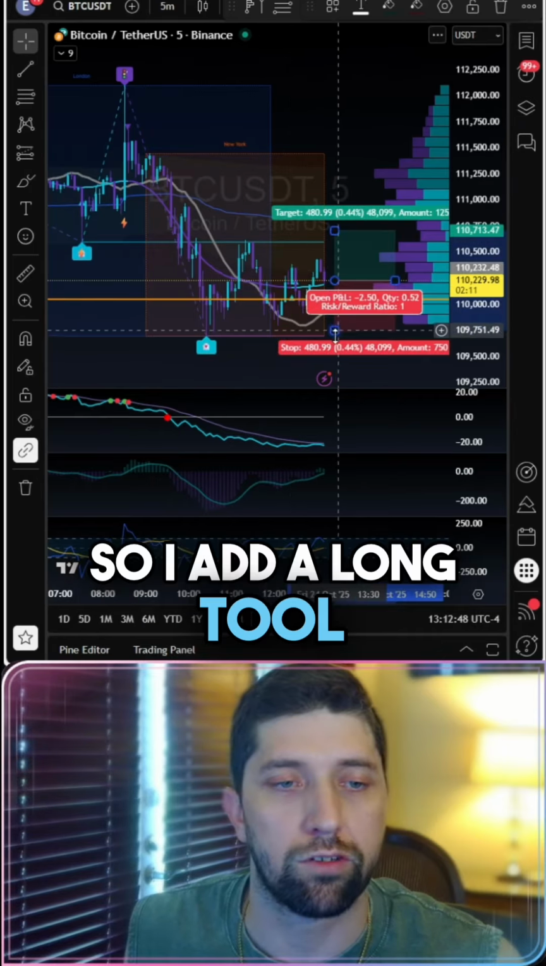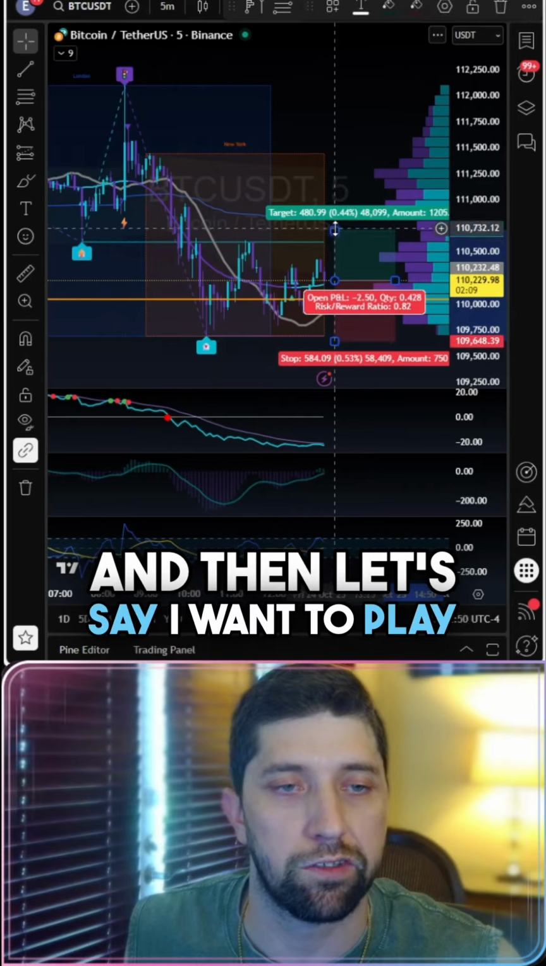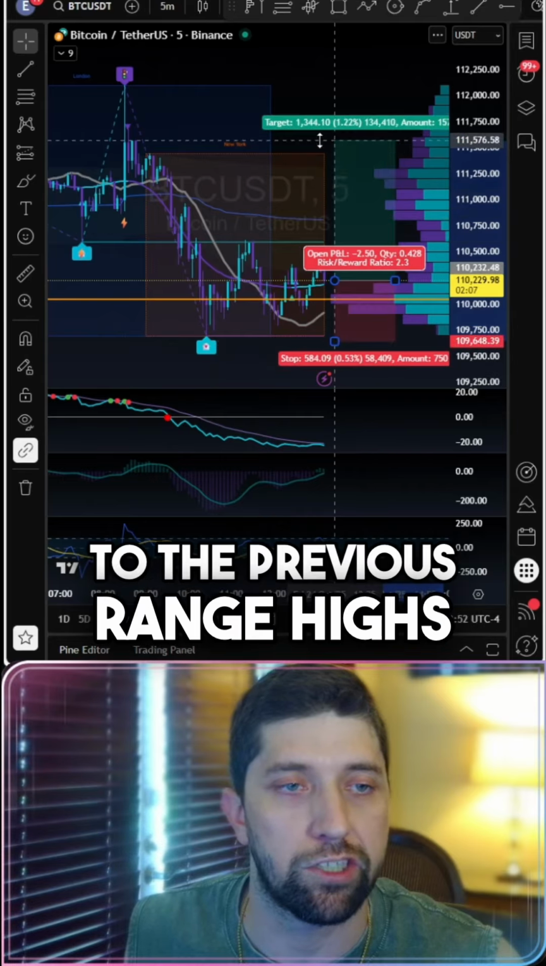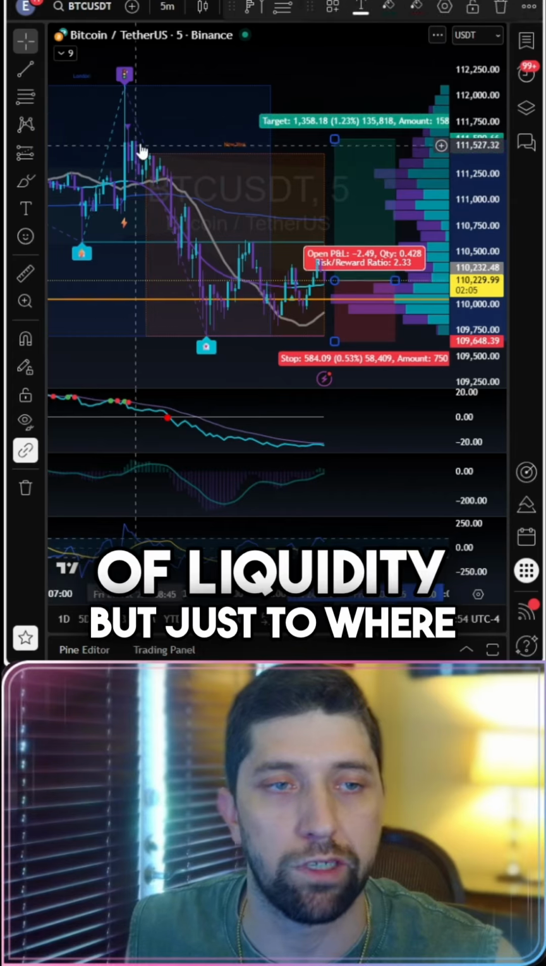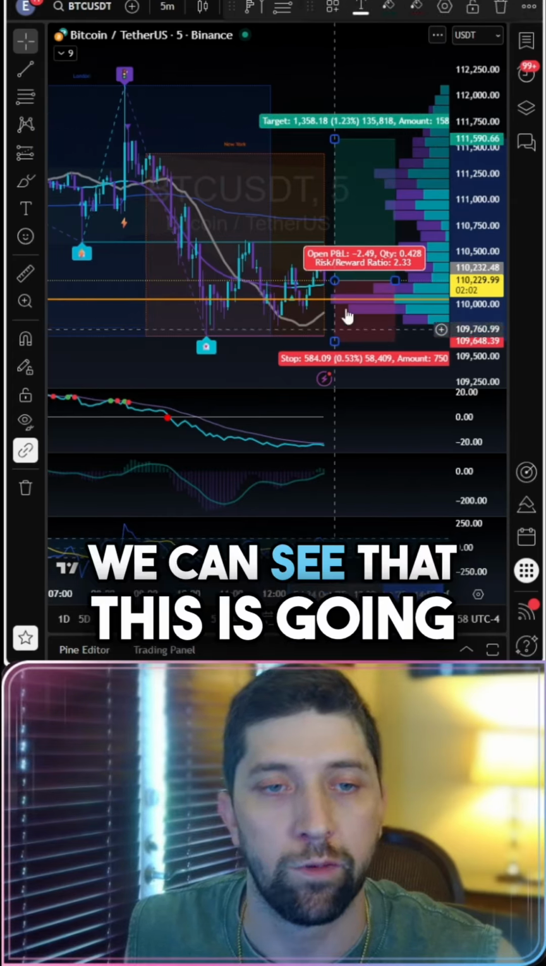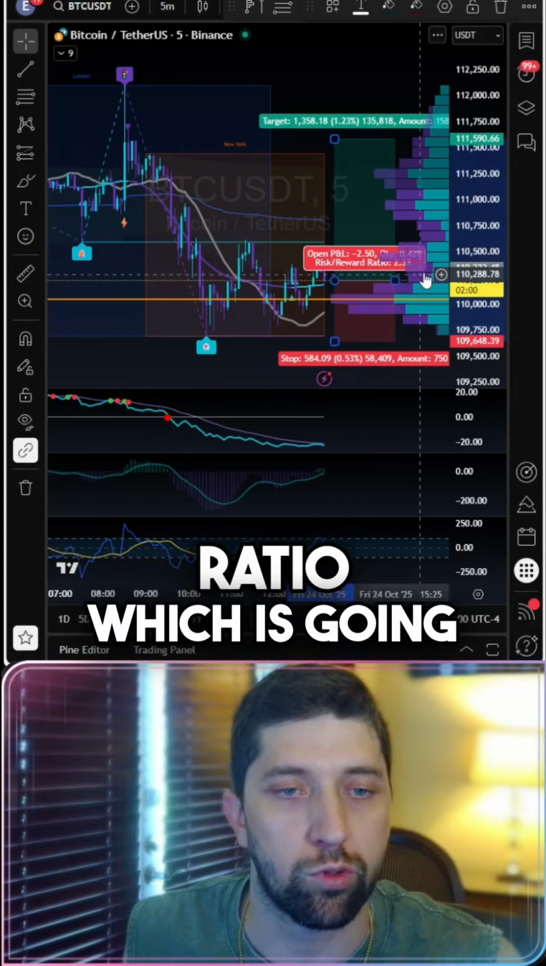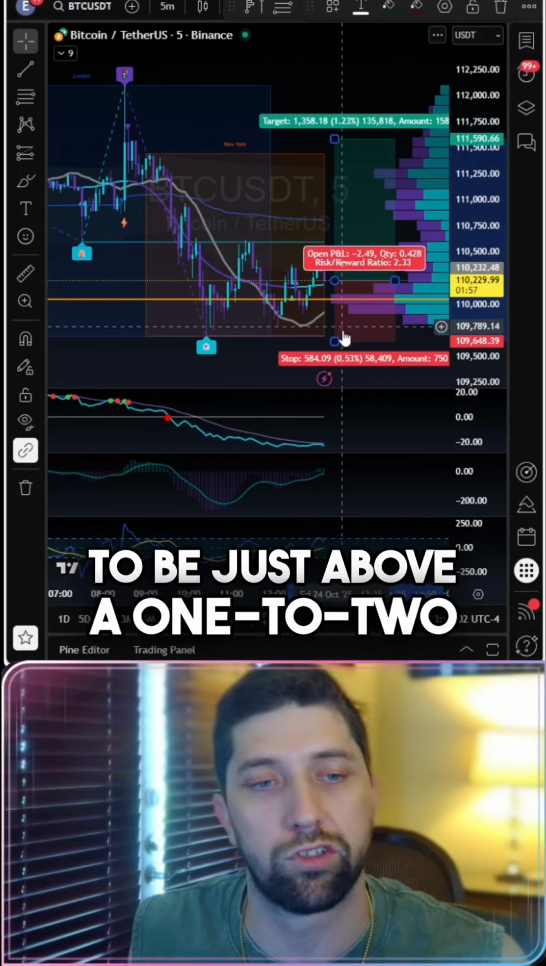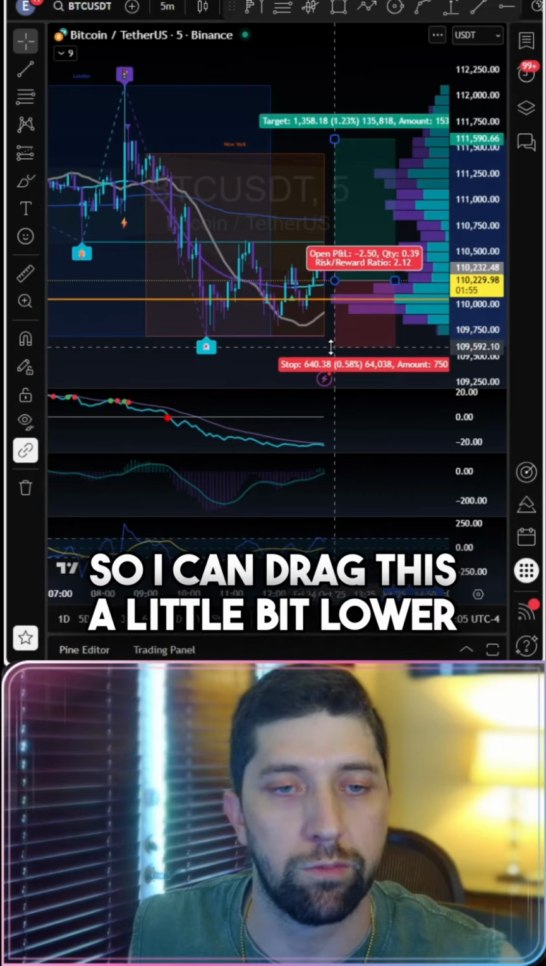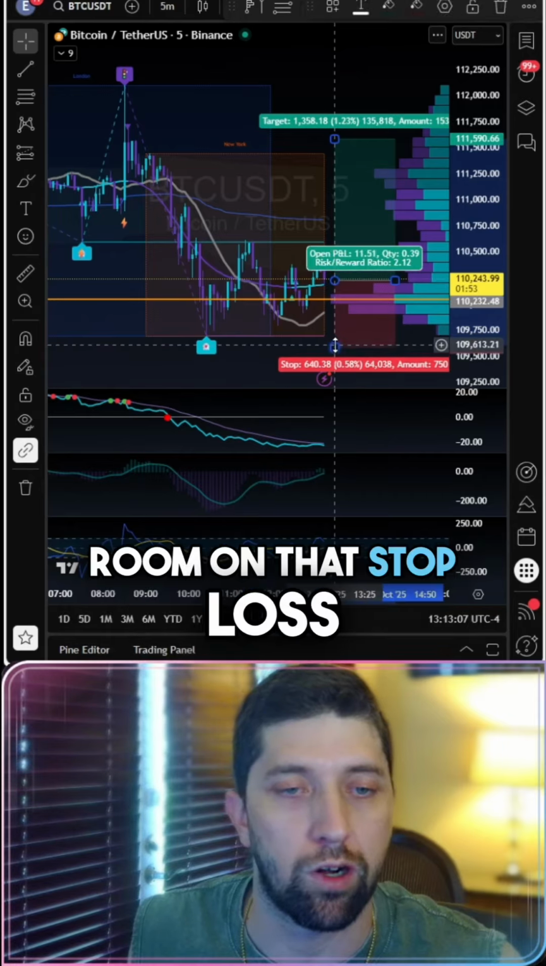So I'll add a long tool, drag this just under these lows, and then let's say I want to play to the previous range highs, not even all the way to the top of liquidity, but just to where we see the candlesticks. We can see that this is going to be a 2.3 risk to reward ratio, which is going to be just above a 1 to 2. So I can drag this a little bit lower to give myself even more breathing room on that stop loss.